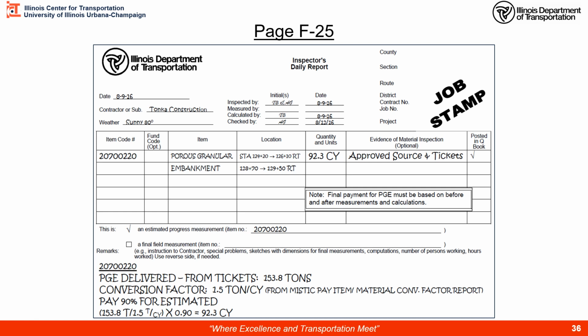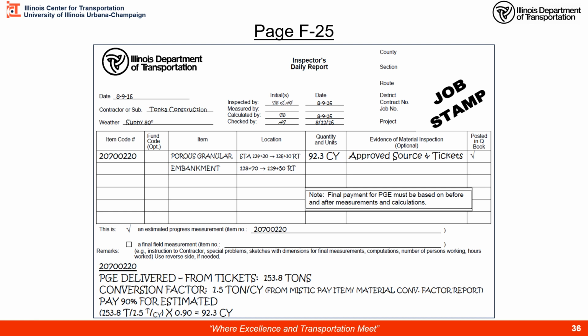So here on page F25 in the documentation guide, you can see we are going to use our Mystic pay item conversion. Here we have PGE that was delivered from weight tickets. We added up our tickets at 153.8 tons. Our conversion factor that we looked at from the Mystic conversion factors on the IDOT webpage was 1.5 tons per cubic yard. So for every 1.5 tons that was delivered, for estimating, it should equal approximately a cubic yard.